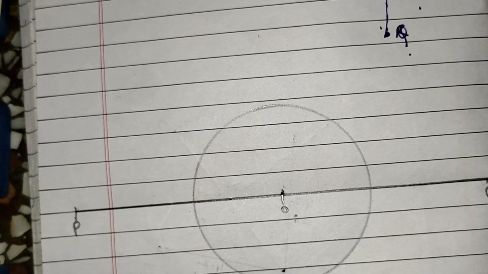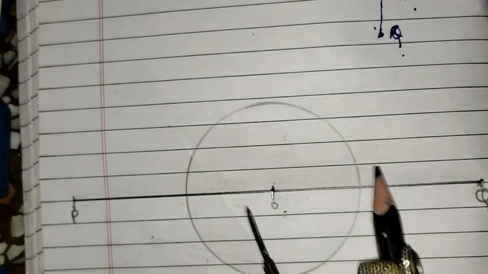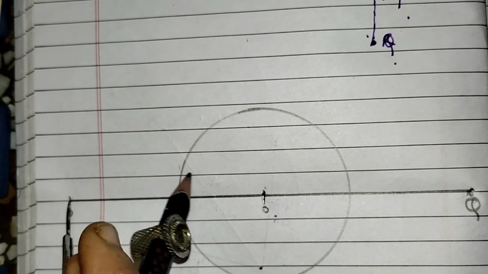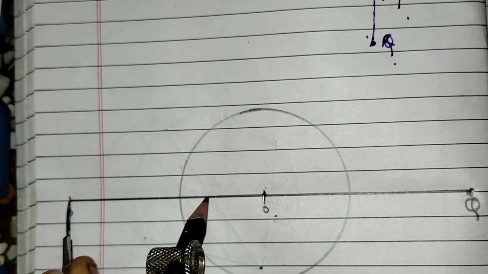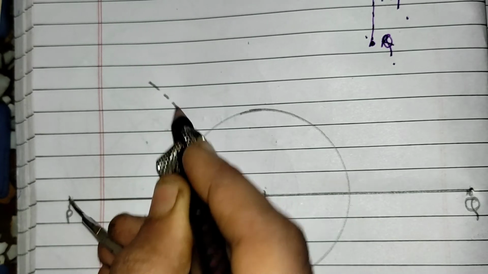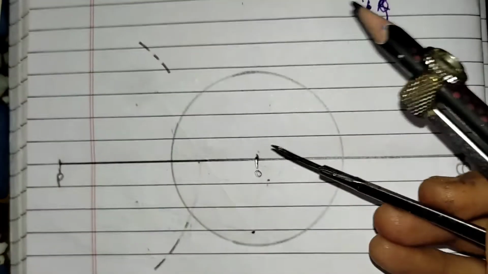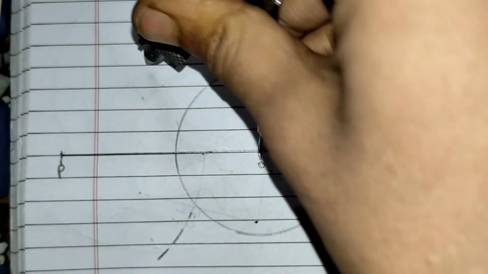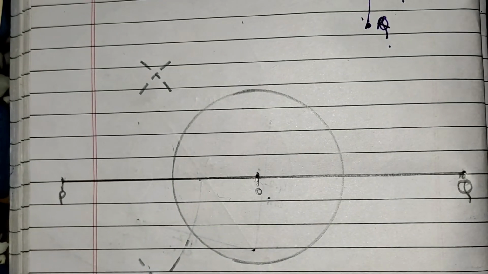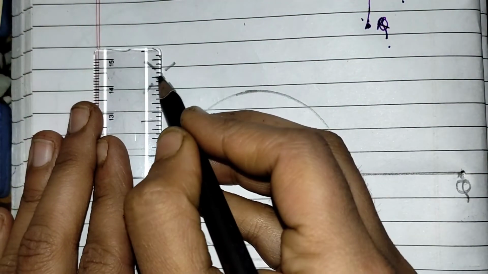So how do we proceed when an exterior point is given to you? We simply bisect this line. How do we bisect this line? Open your compass a little bit more than half, right? Then draw an arc, one above the line and one below the line, taking this point P as the center and then taking this point O as the center. This is going to be the bisected point of this line, that means OP. So join this.